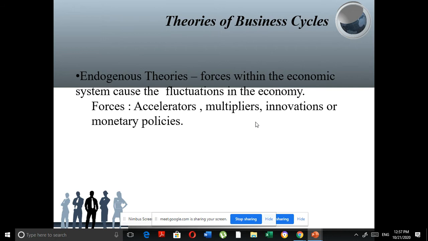Okay, and endogenous theories. Can you see slides that I share with you guys? Yes. Okay, good. Do you remember about outside theories and inside theories? From Foundation of Business, I think, yes?